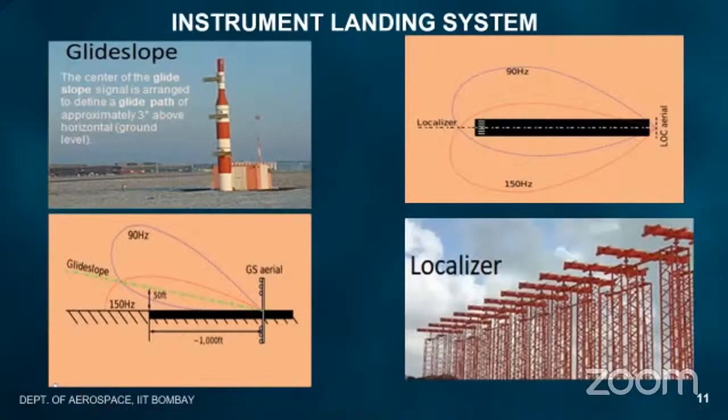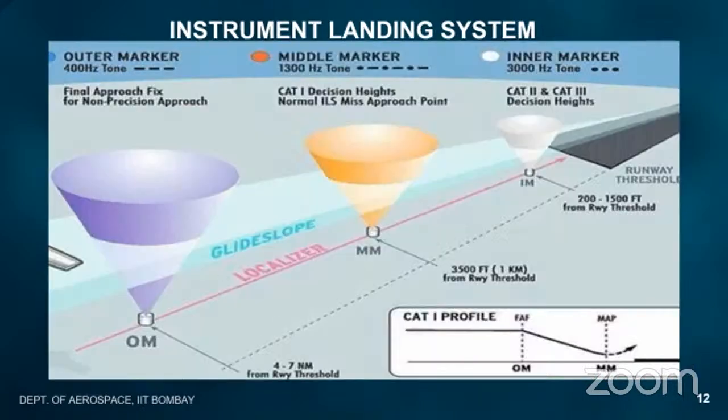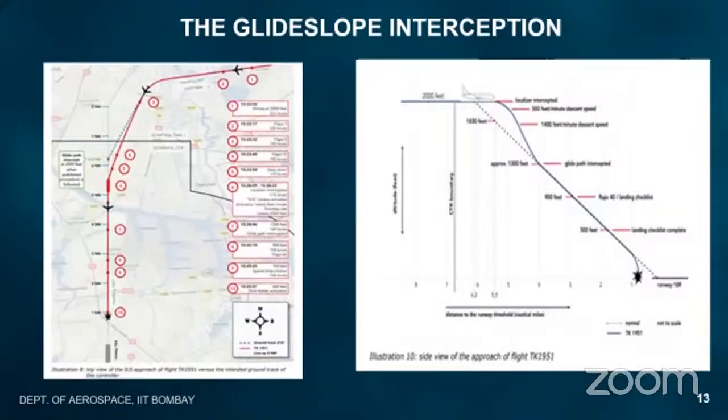Instrument landing system. It consists of two components: the localizer for horizontal adjustments and the glide slope for vertical adjustments. Markers shown here provide guidance from the runway to the approach. Glide slope and horizontal alignment procedure took place way later than it should have. This already indicates the trouble.